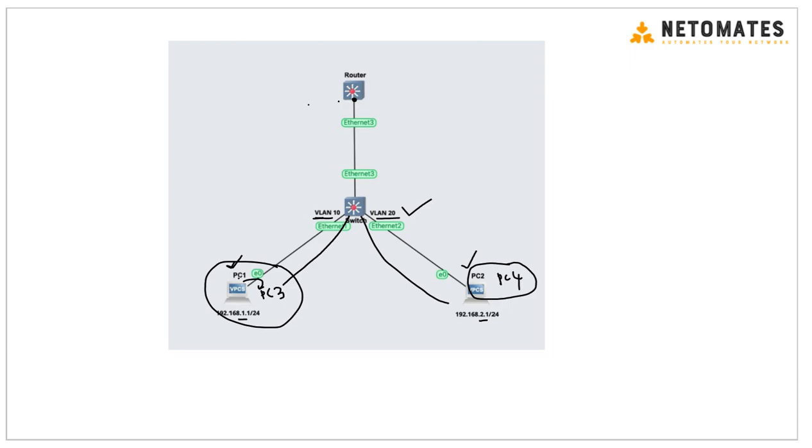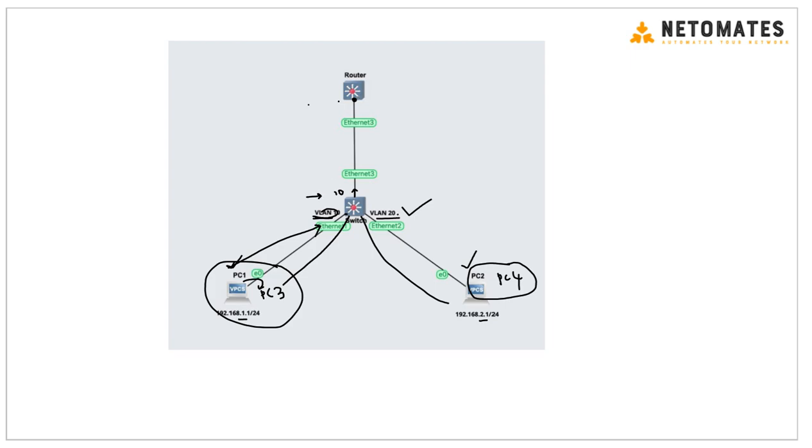Let's see what will happen when PC1 wants to send a packet to PC2. PC1 needs to include the destination MAC address of its gateway, right? So for that it will send an ARP request. It will reach the switch's interface Ethernet 1, and here we did not configure anything, right? In order to send this ARP request out of this interface, we need to put this interface in the same VLAN 10. Then it will go here. That is fine, we did this.